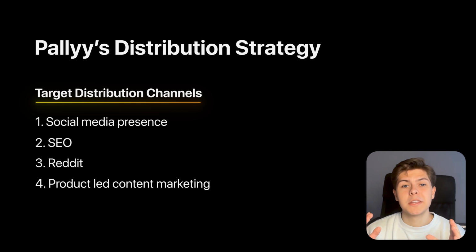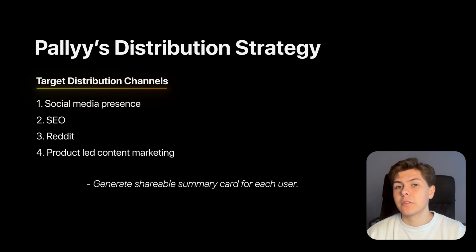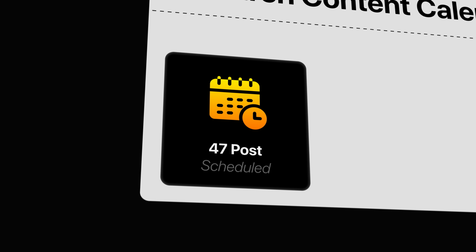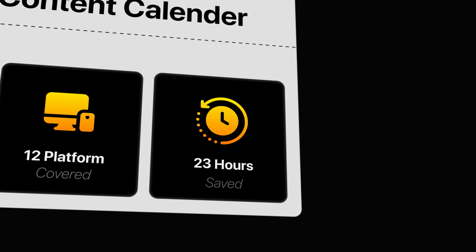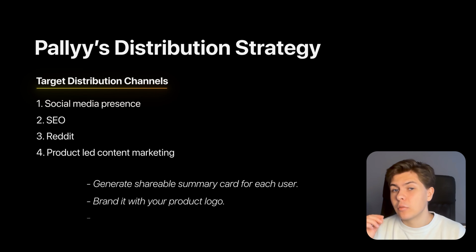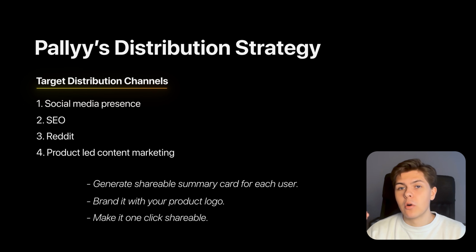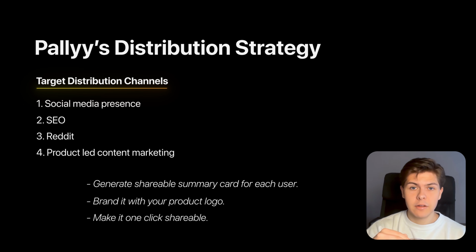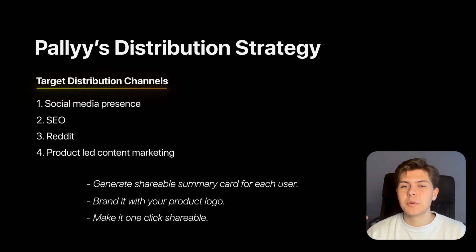So now, knowing this, you can build a sharing mechanism directly into the product. For example, at the end of each month, you can generate a shareable summary card for each user, something like March content calendar, 47 posts scheduled, 12 platforms covered, and 23 hours saved. And then just design it to look premium. Brand it subtly with your product logo, and make it one-click shareable to Twitter and LinkedIn. And then potentially the user shares it because it makes them look organized and professional to their network. This is basically the Spotify Wrapped mechanic applied to a B2B tool. And it works in this category for the exact same reason as why it works for Spotify. People are genuinely proud of their output and just want to show it off publicly.